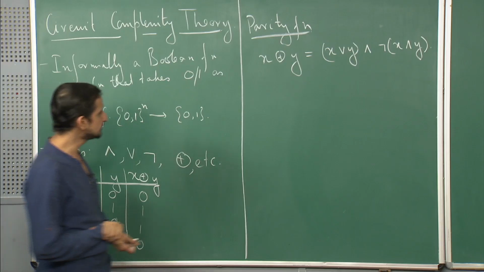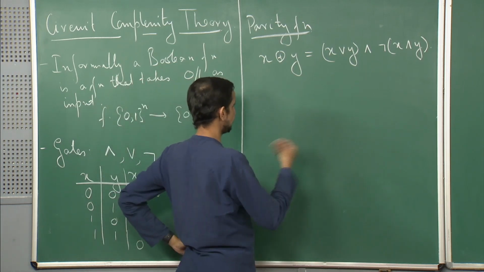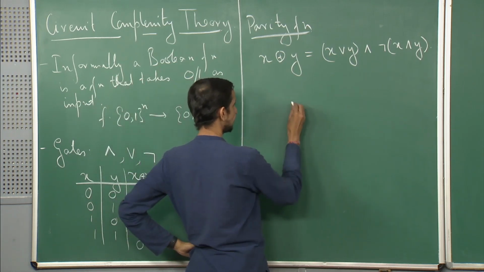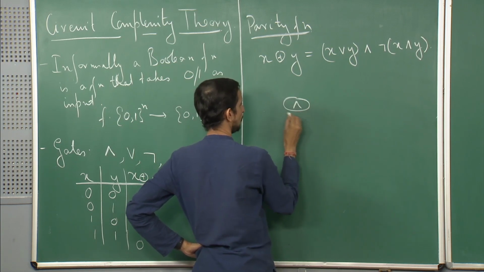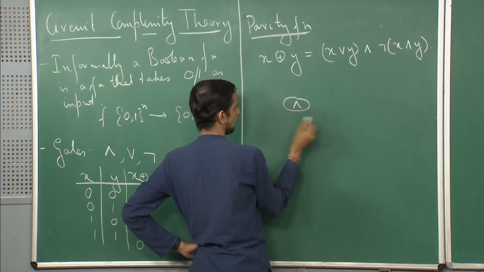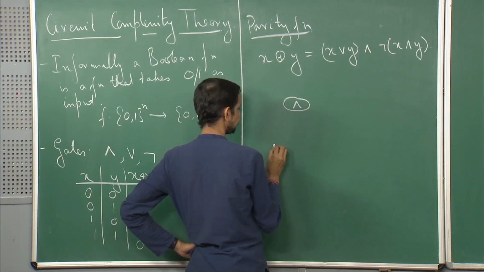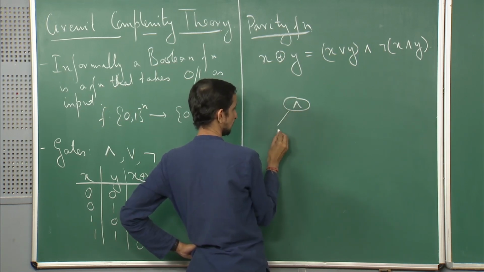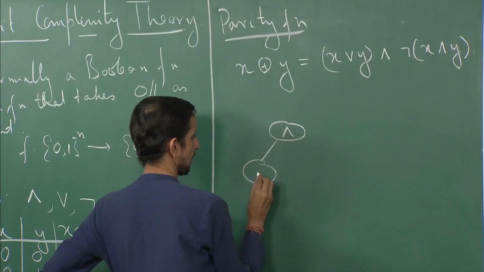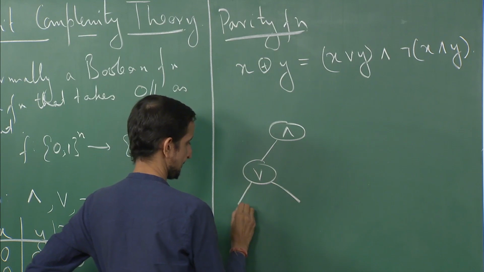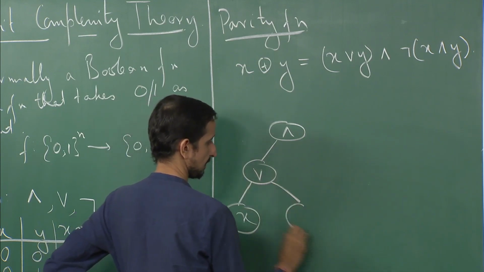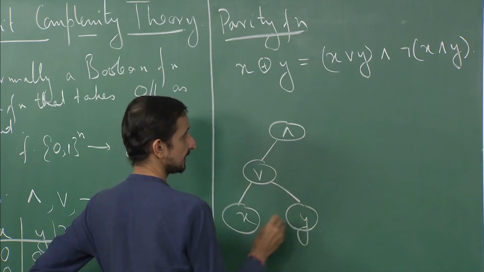Now using this definition, we can actually get a graphical representation, which is actually what a circuit is. We can represent this as follows. I have an AND gate, and it takes x or y as input.